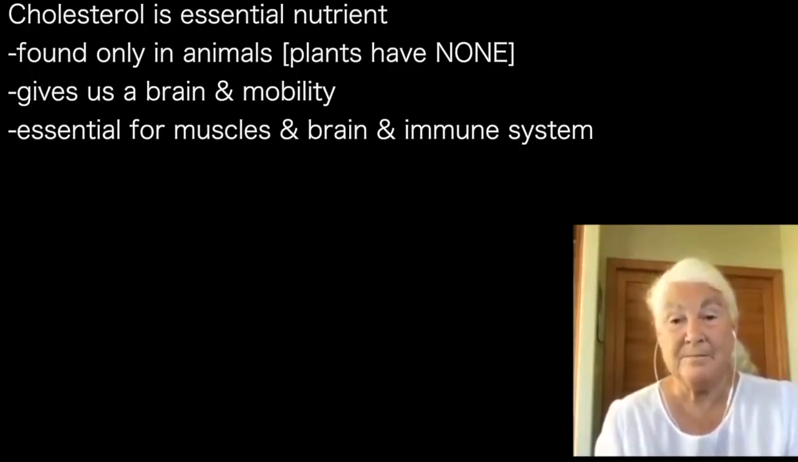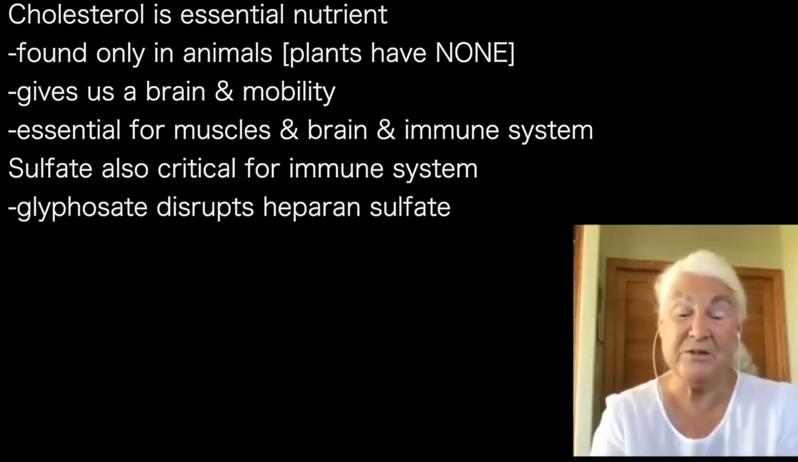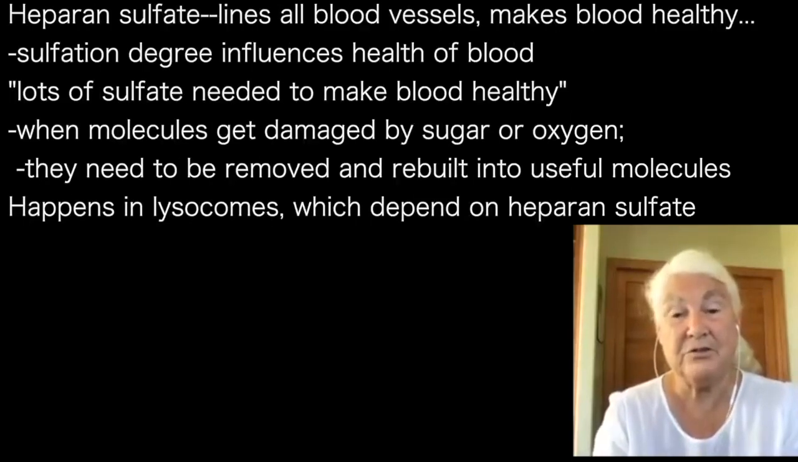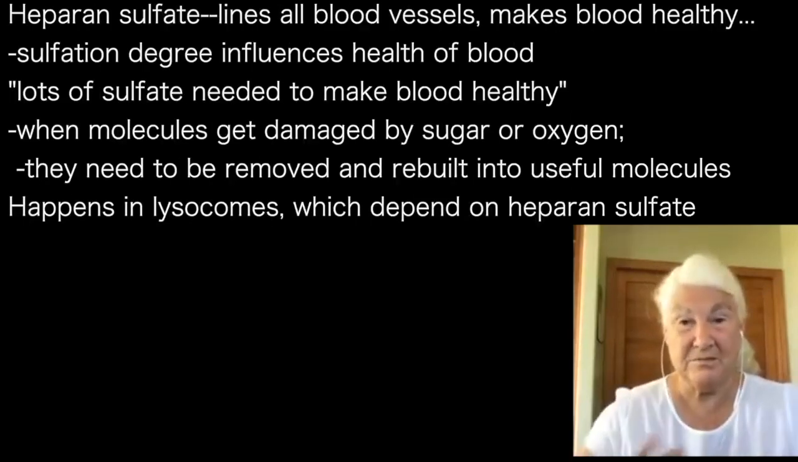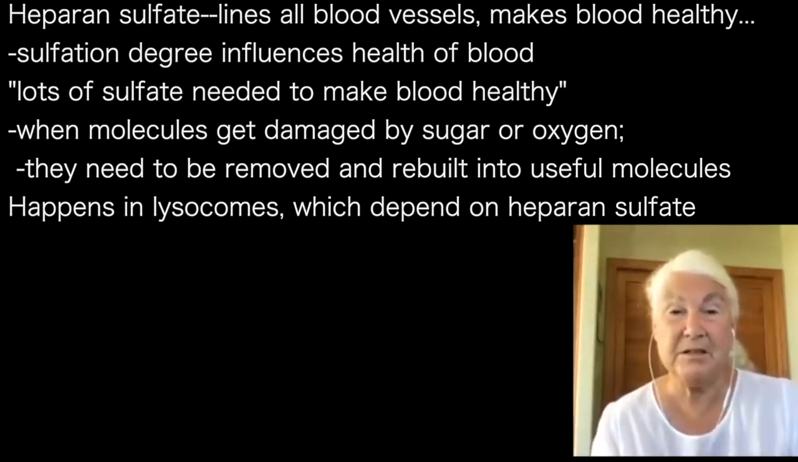Well, and I think immune system too. Yes, absolutely. And the sulfate as well for the immune system. And I think that's one of the reasons why glyphosate derails the innate immune system, because it disrupts heparan sulfate. I write a lot about heparan sulfate in my book. Very, very interesting molecule that lines all the blood vessels and makes the blood healthy. And the sulfation, the degree of sulfation of the heparan sulfate has a tremendous influence on what happens in the blood. So you need to have a lot of sulfate to make the blood healthy.